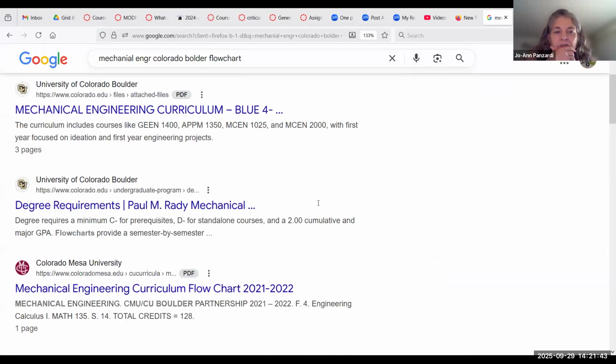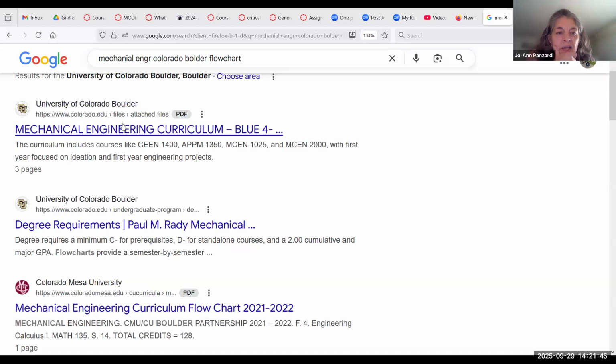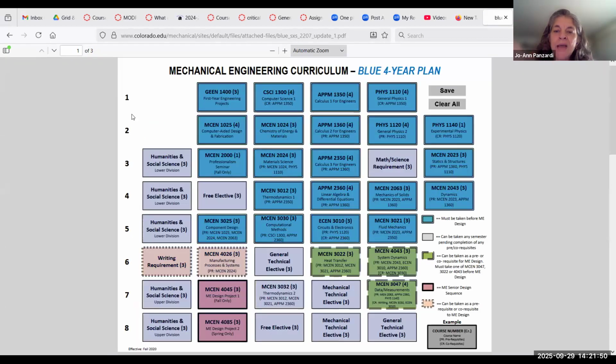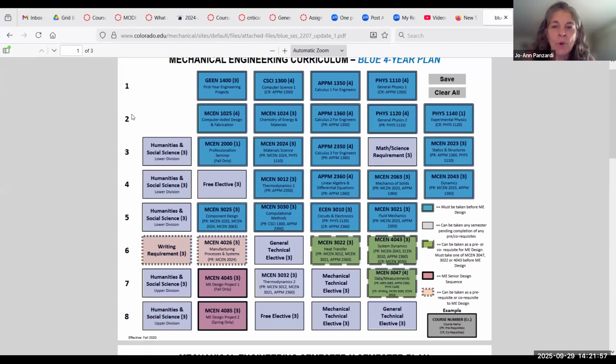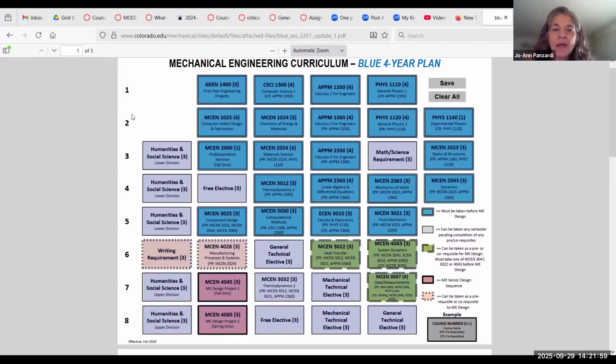And typically it's the first hit, but sometimes it's the second. So I'm clicking on the first link. And there, it shows me exactly what courses I would have to take if I went to University of Colorado Boulder for mechanical engineering in freshman year.